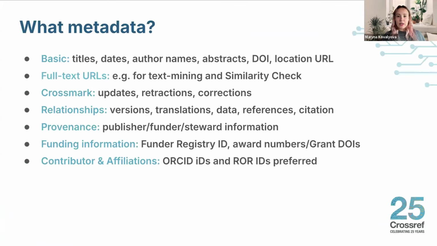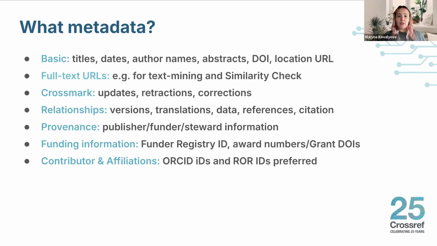So what metadata are we actually talking about here? Although we can accept metadata records for many different types of content, let us take the example of a journal article. Basic metadata includes things like titles, dates, author names, abstracts, DOI, location URL. And then we also have some additional metadata that includes elements like full text URLs, for example, for similarity check and text mining.